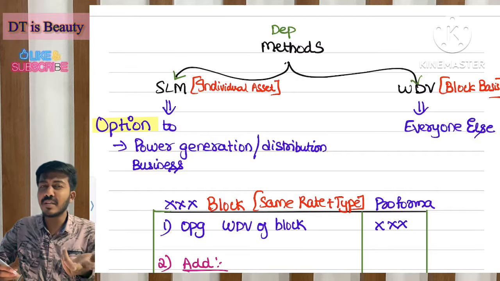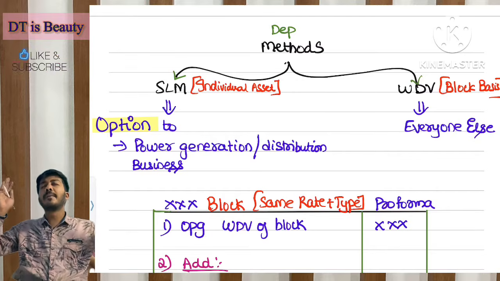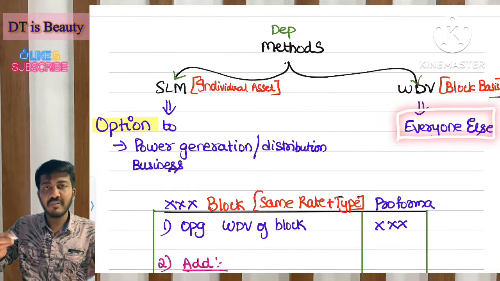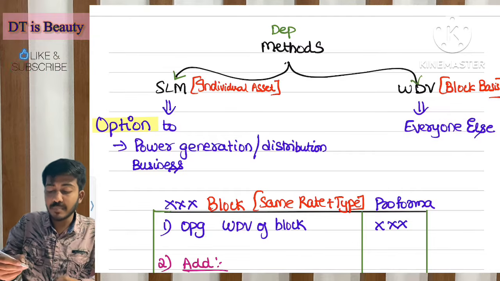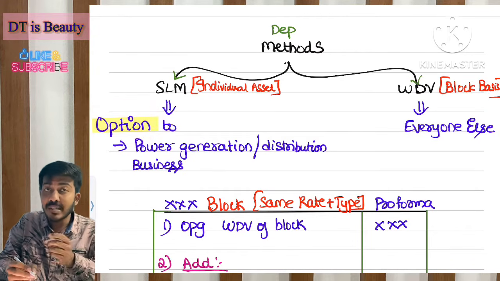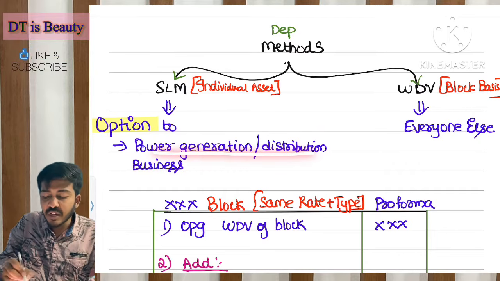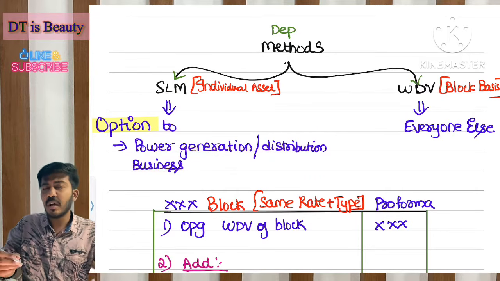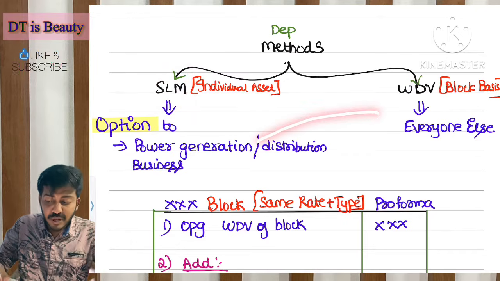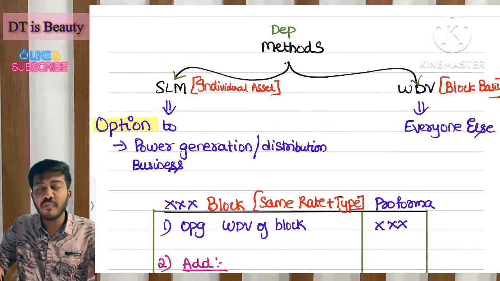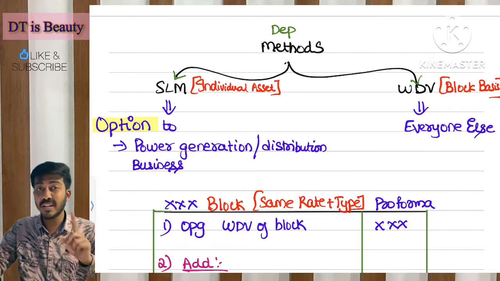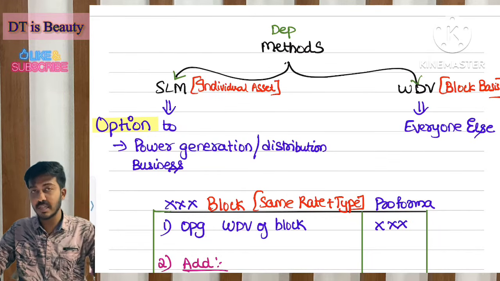Who should follow SLM, sir? Who should follow WDV, sir? The entire world should follow the WDV basis, which is everyone else. Who can take SLM, sir? Only the power generation and distribution business people. It is not mandatory, it is only an option for them to take this as a method of their preference. Even if they wish to go for WDV, they can opt for WDV, but they should exercise this option before the income tax due date of their first year of business.